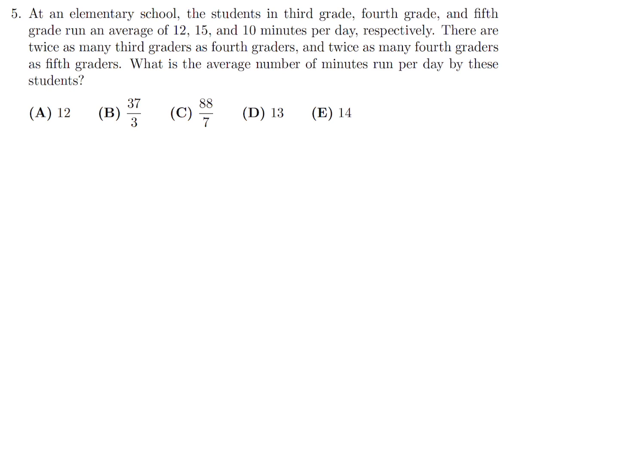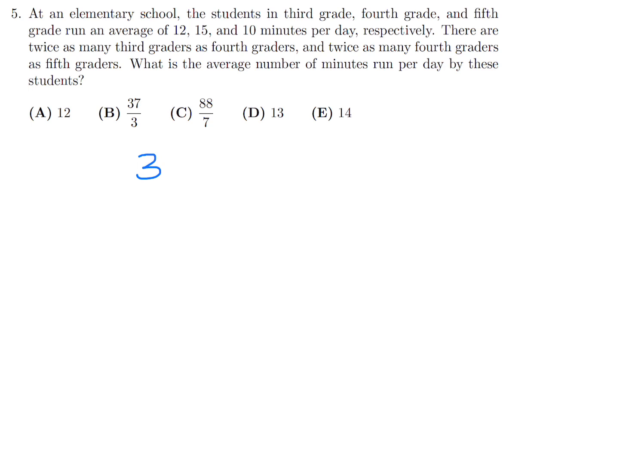At an elementary school, the students in 3rd grade, 4th grade, and 5th grade run an average of 12, 15, and 10 minutes per day, respectively. There are twice as many 3rd graders as 4th graders and twice as many 4th graders as 5th graders. What is the average number of minutes per day by these students?